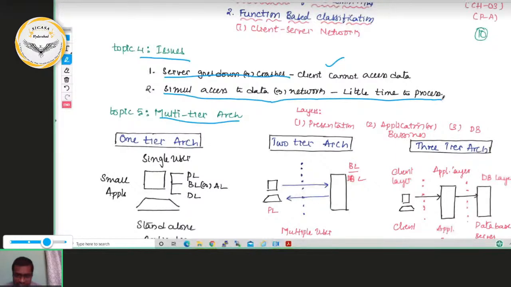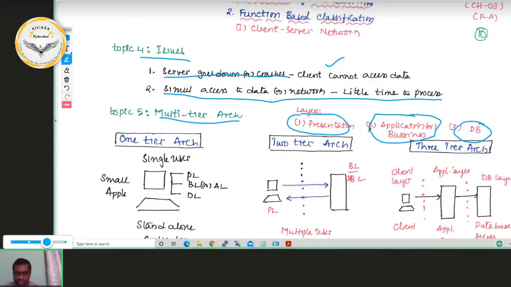Multi-tier architecture. So what is multi-tier architecture? Before you understand this, you are supposed to understand the 3 layers of multi-tier architecture. The first one is called the presentation layer. The second is the application layer or business layer. And the last one is the database layer.